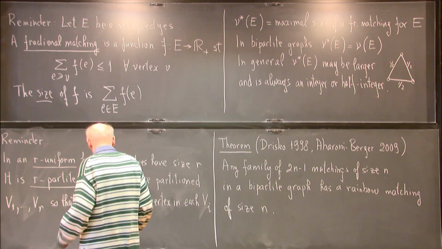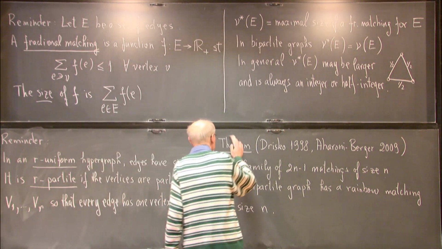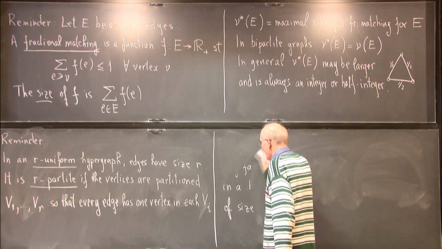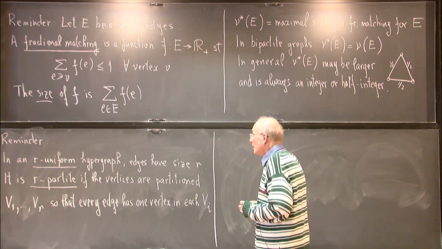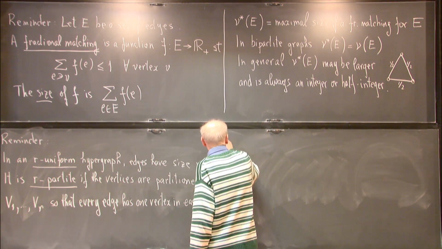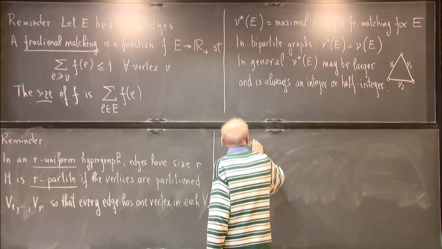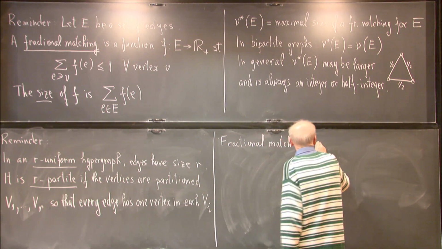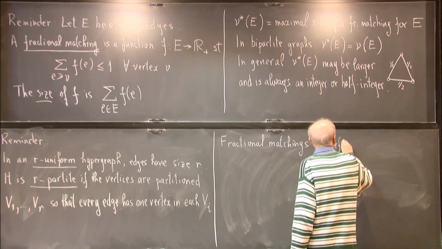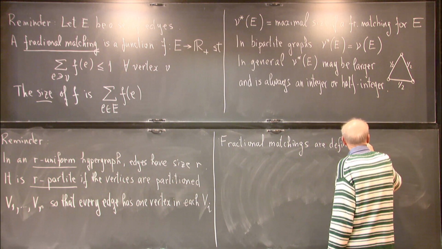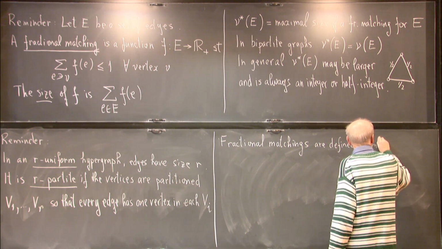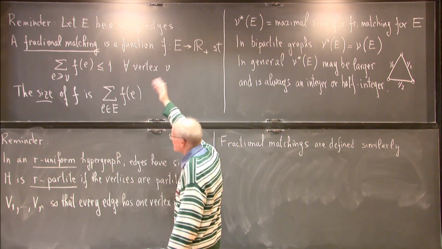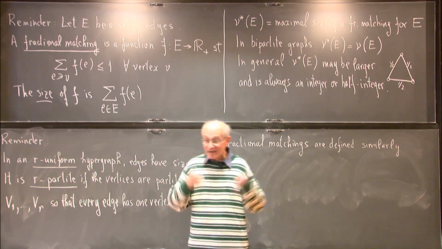And fractional matchings are defined similarly. So I could just repeat the same definition, but now you should think of edges as r-tuples rather than pairs.